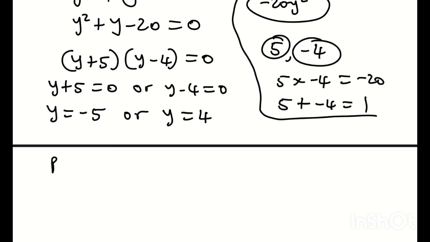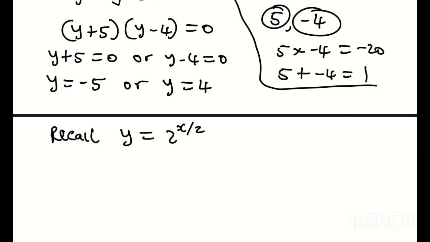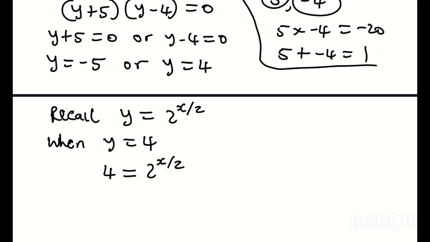But recall, we said let y be equal to 2 raised to the power x over 2. We want to get the value of x. Let's bring it back here now. Recall that y is equal to 2 raised to the power x over 2. So when y is equal to 4, that's 4 is equal to 2 raised to the power x over 2.